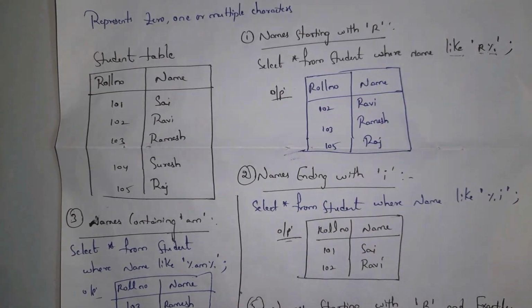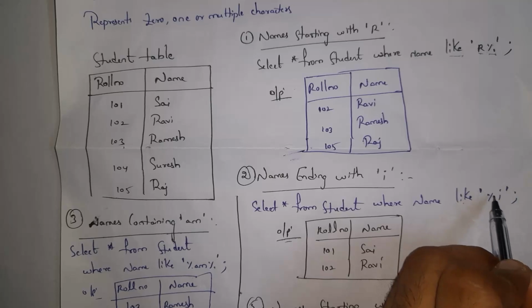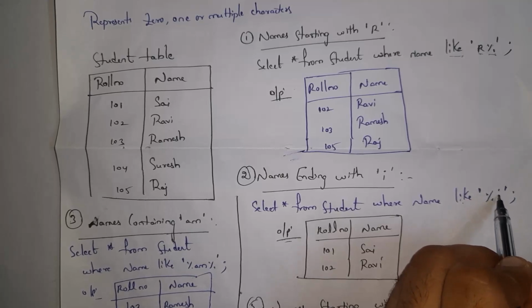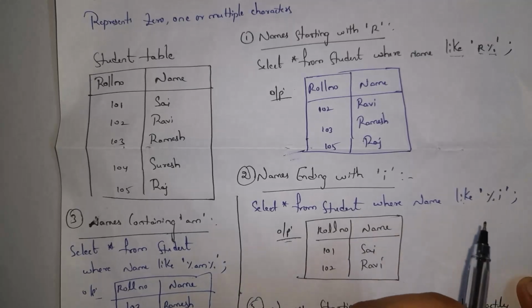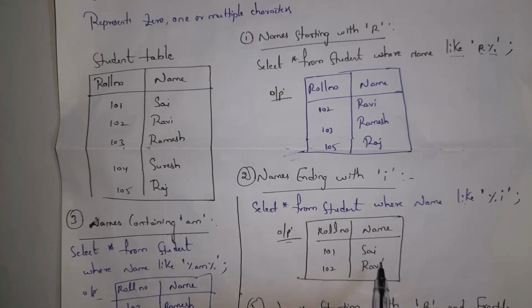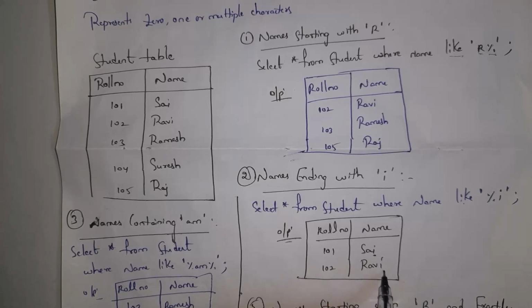For example, I want to find names of the students whose name ends with I. Same command, just write LIKE in quotations. Starting can be any characters, so write percentage here, and the last must be I. So it will give names of the students whose name ends with I. I'll get output like Sai, Ravi, as Sai ends with I and Ravi ends with I.